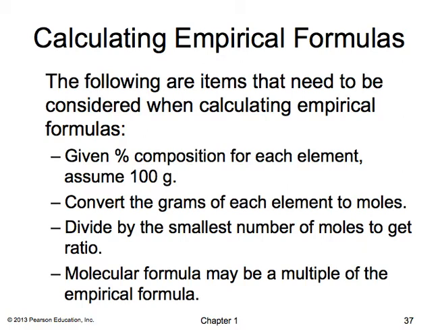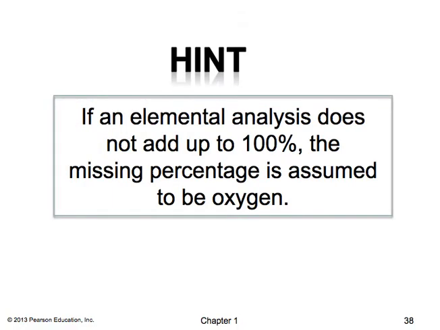Calculating empirical formulas. The following items need to be considered when calculating empirical formulas: you're given percent composition for each element, assuming 100 grams. You convert the grams of each element into moles, divide by the smallest number of moles to get the ratio, and then the molecular formula may be a multiple of the empirical formula. For such calculations, if an elemental analysis does not add up to 100%, the missing percentage is assumed to be oxygen.